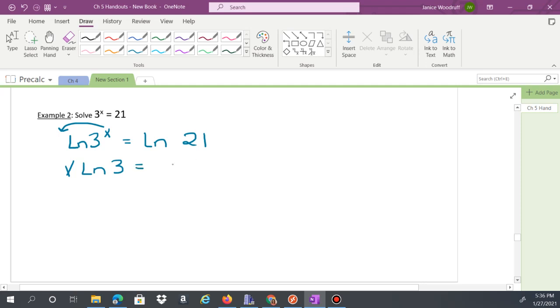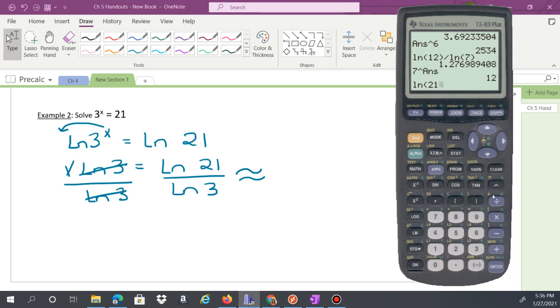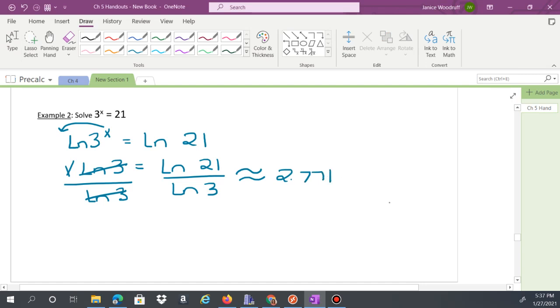So I get x natural log 3 equals natural log 21, and then divide by my natural log 3. Be careful there, because that doesn't just become natural log 7. It's natural log 21 divided by natural log 3. Then you put this in your calculator, and that would be 2.771. I want to see if it is the same as natural log 7, and it's not, so be careful with that. You do not want to try and simplify that any further. So natural log 21 divided by natural log 3 is 2.771. Then go ahead and check that.